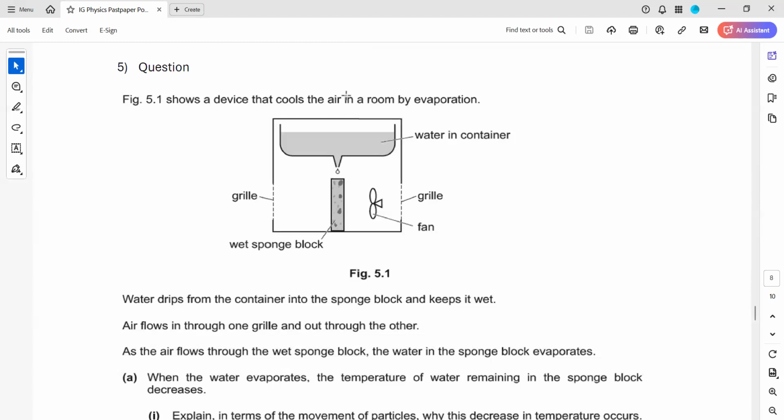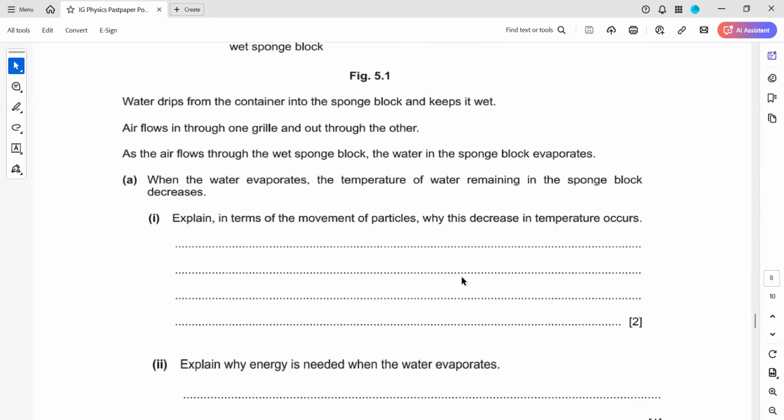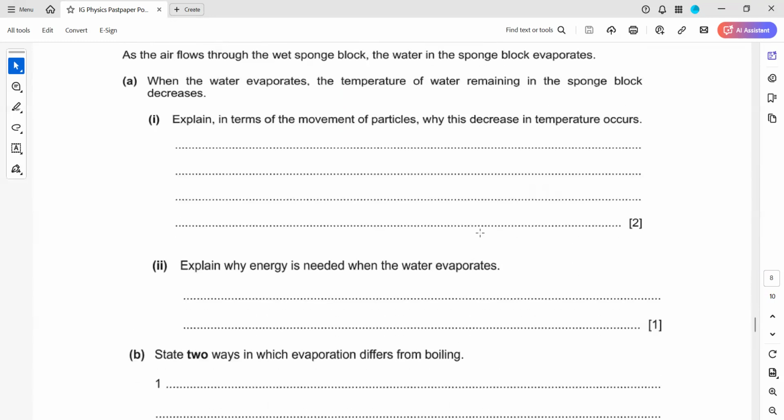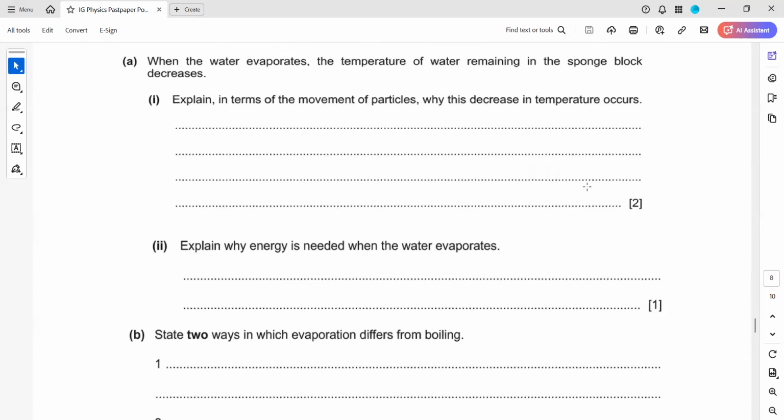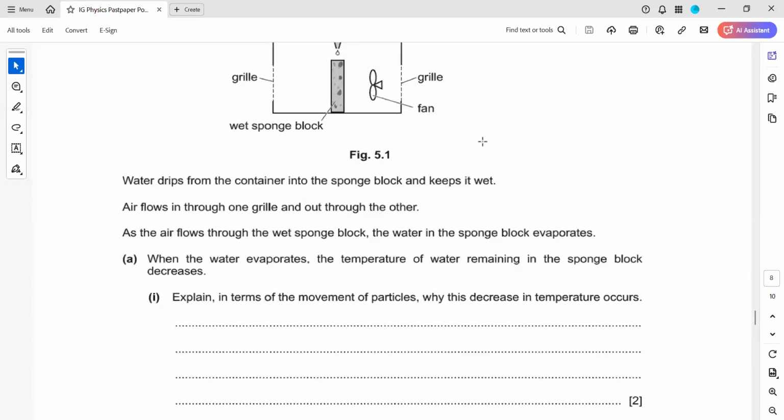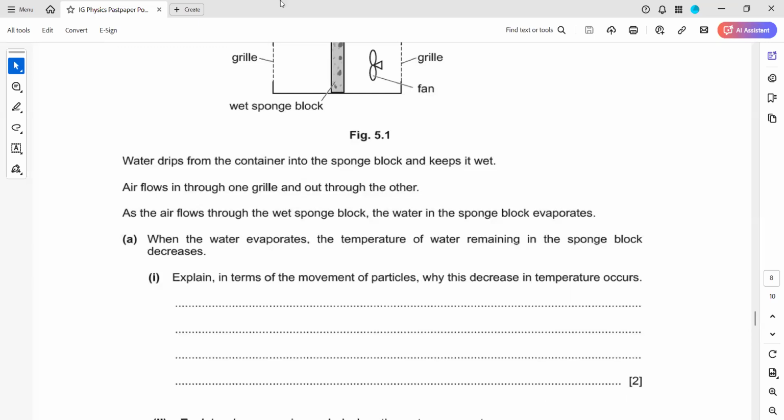Okay. When the water evaporates, the temperature of the water remaining in the sponge block decreases. Explain in terms of the movement of the particles why a decrease in temperature occurs. The high energy particles escape the liquid, leaving behind the low energy particles, which are cooler. So the most energetic water molecules escape. The molecules which are left behind have low energy. That's why it will cool down.